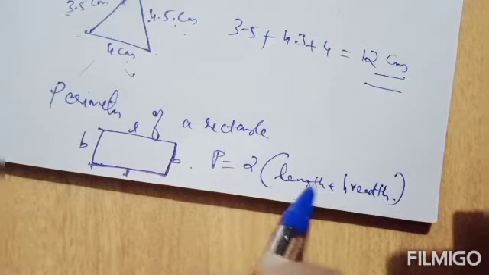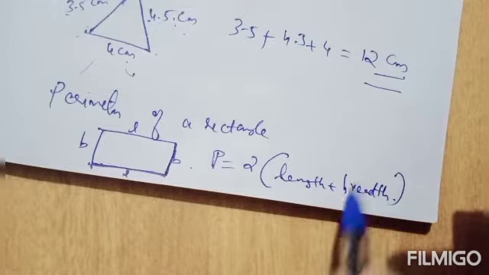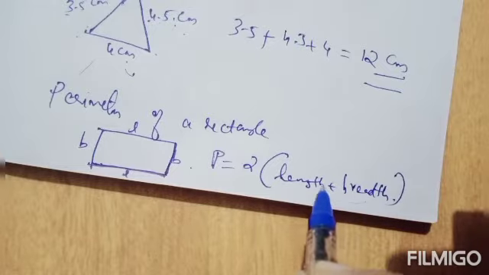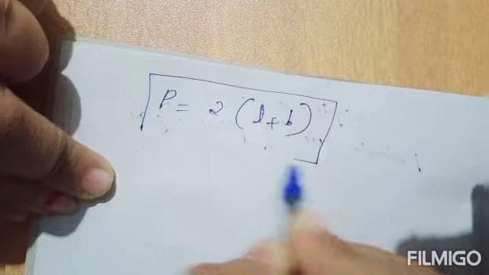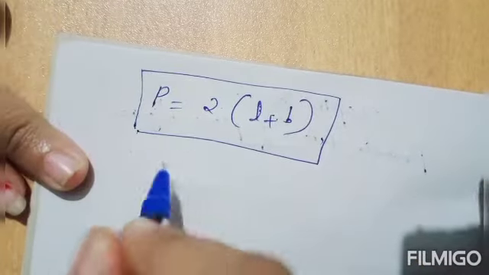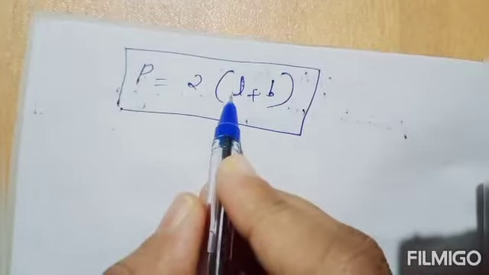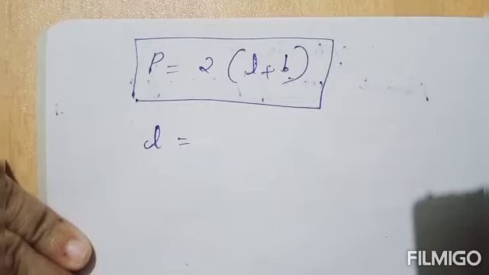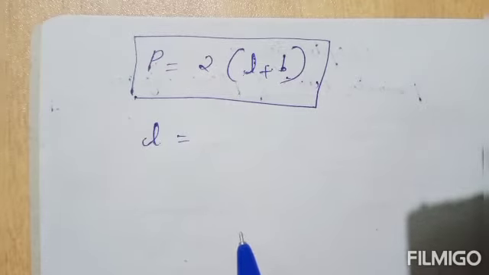We can denote length by small letter l and breadth by small letter b. So we can write perimeter of rectangle equal to 2 into (l plus b). You have to learn this by heart. So the formula for the perimeter of a rectangle is 2 into (l plus b), where l is length and b is breadth.